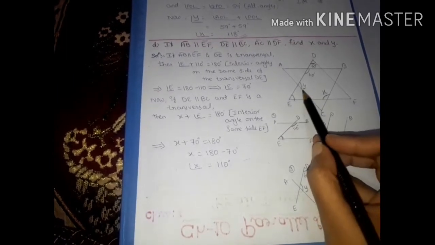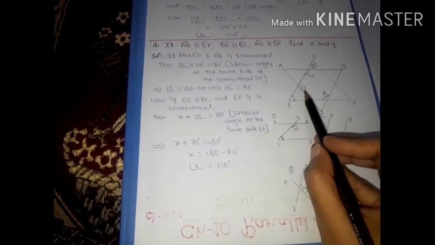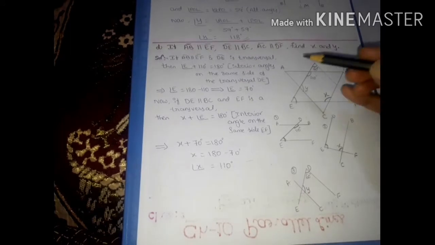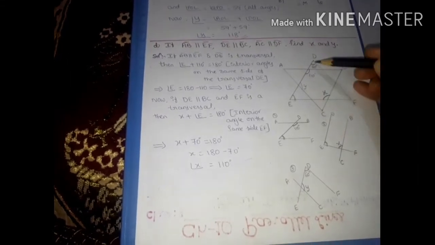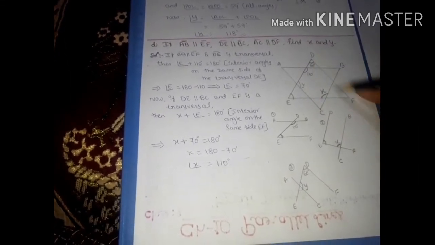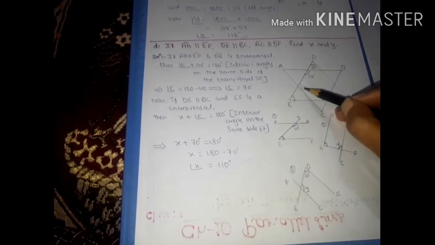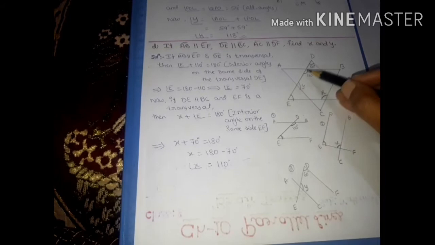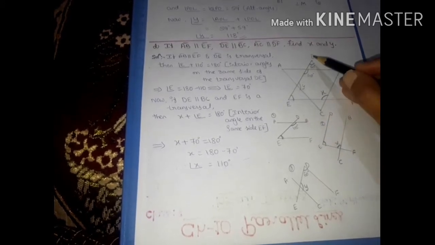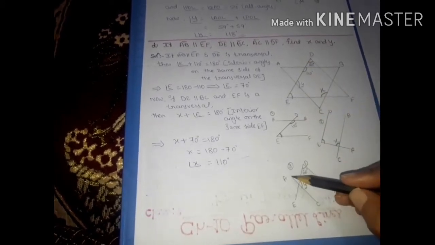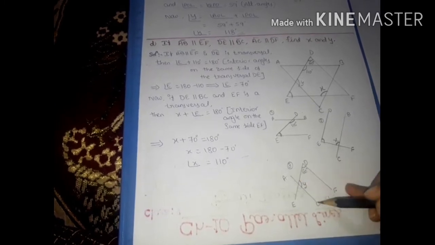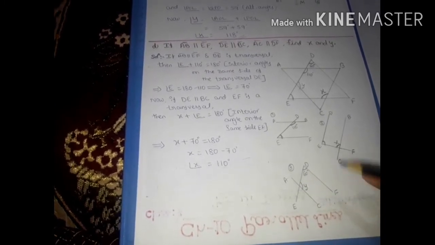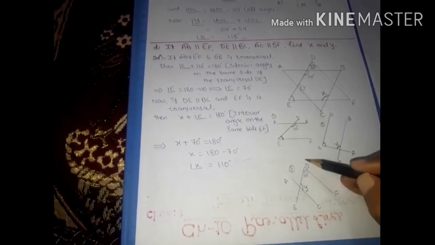Now what we have to find? Angle y. To find angle y, consider AC is parallel to DF. You want angle y. To find angle y, consider DE as a transversal. So in the third figure, to find y, AC is parallel to DF and DE acts as a transversal.